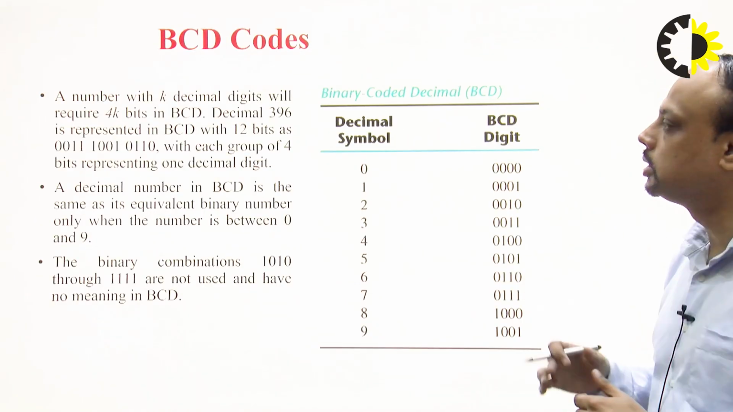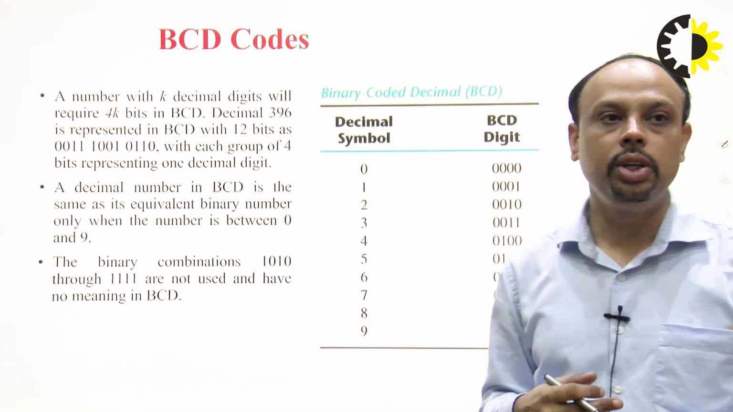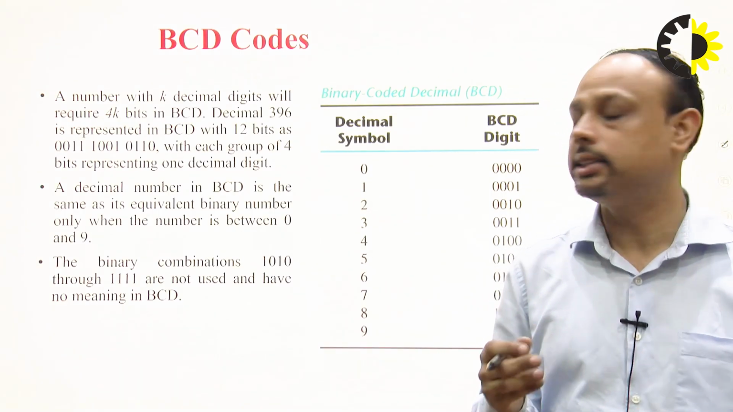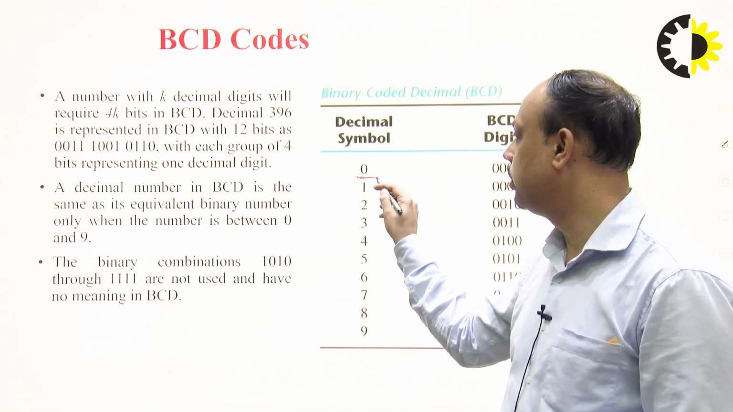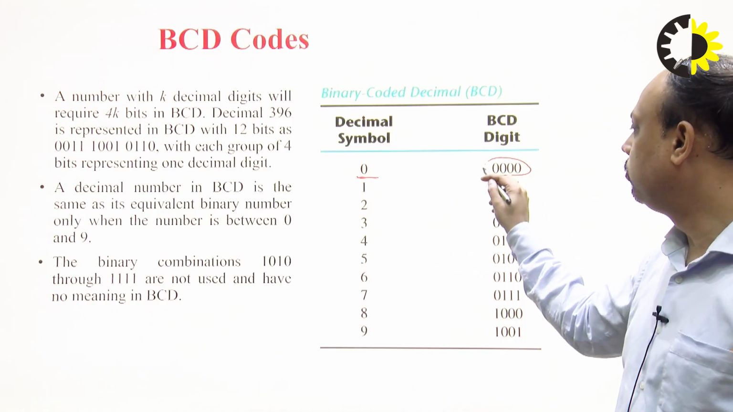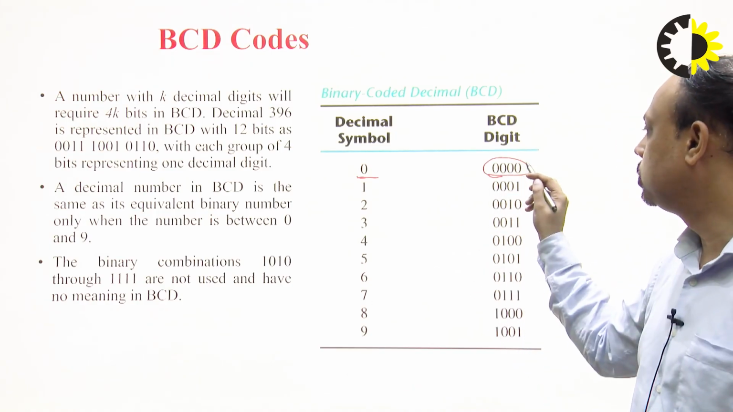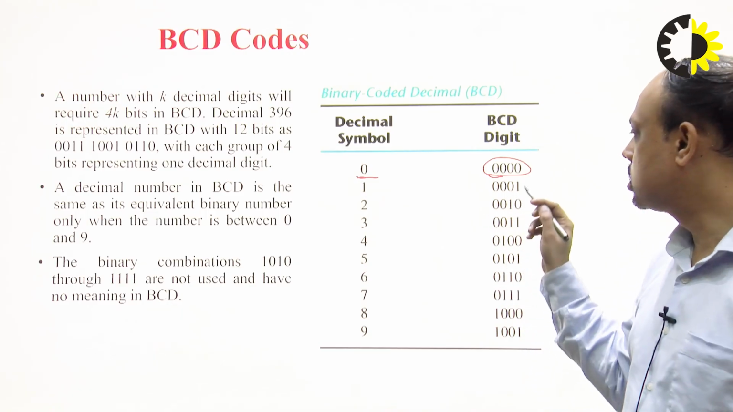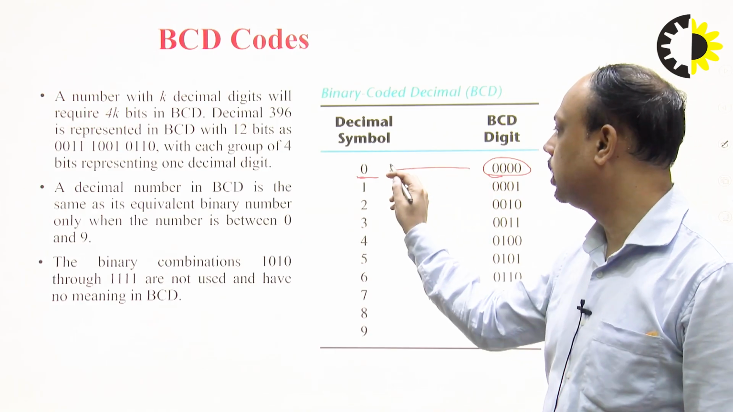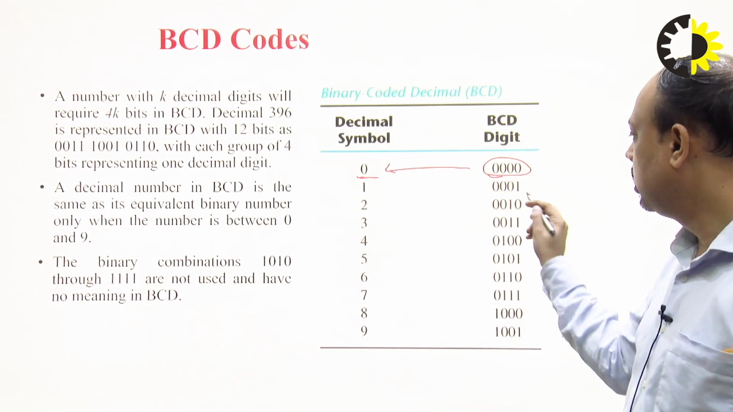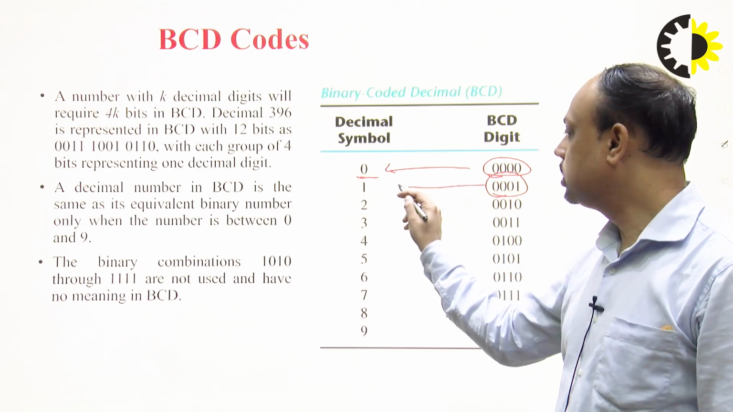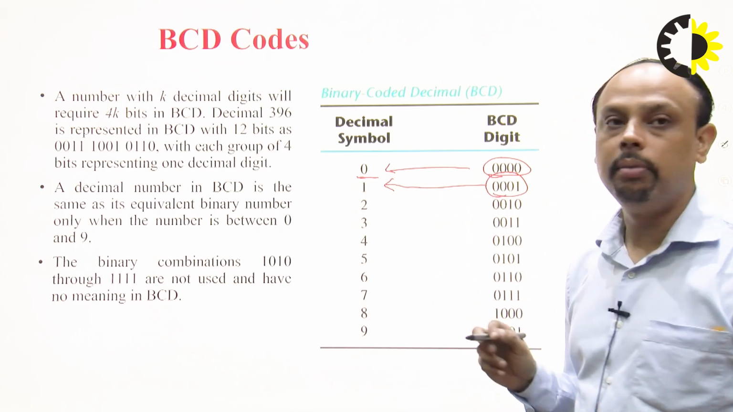So, the first one is the BCD codes. The BCD code is nothing but the binary representation of the decimal number. As you can see, this is a decimal number 0, and we can represent this decimal number 0 with the help of a 4-bit digital code, that is 0, 0, 0 and 0. So, this 4-bit digital code is the binary representation of the decimal number 0. Similarly, the code 0001 is the binary representation of the decimal number 1.